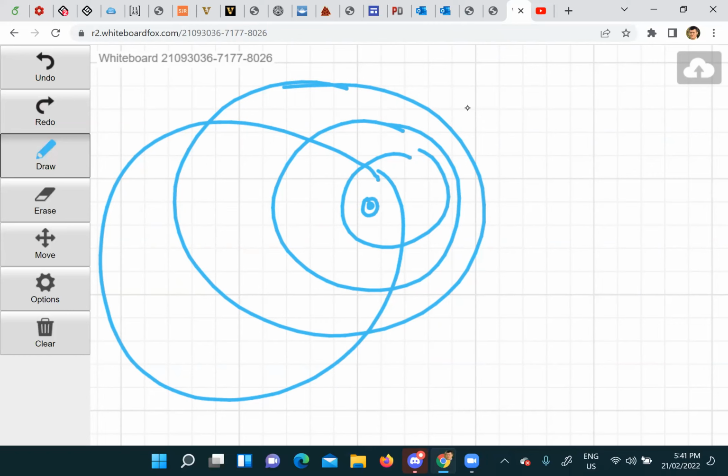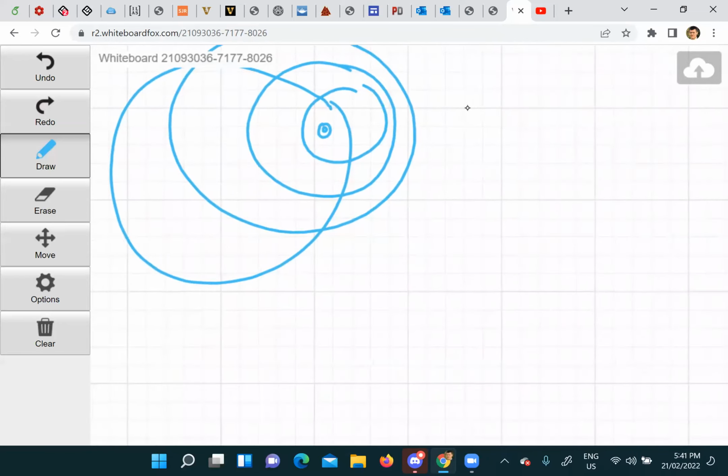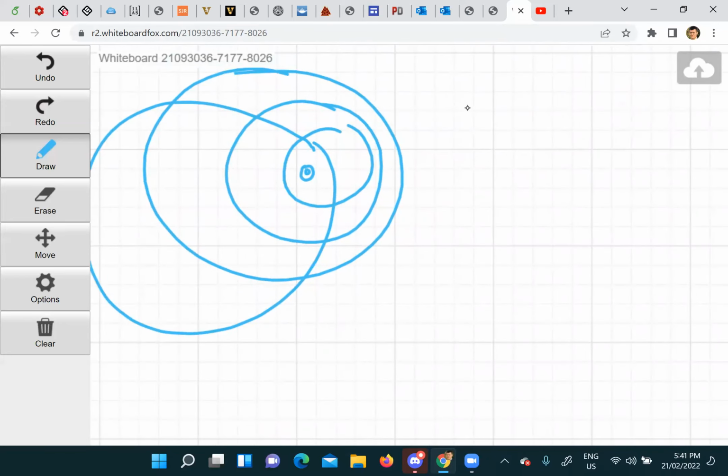Wait, but then which circle is the next one touching the center of? It's like the little one. Yeah, so let me just draw the colors. You can see the order of that pretty clearly, right? Then the next circle is here. Yeah, but then wait, is it touching the circle over there?